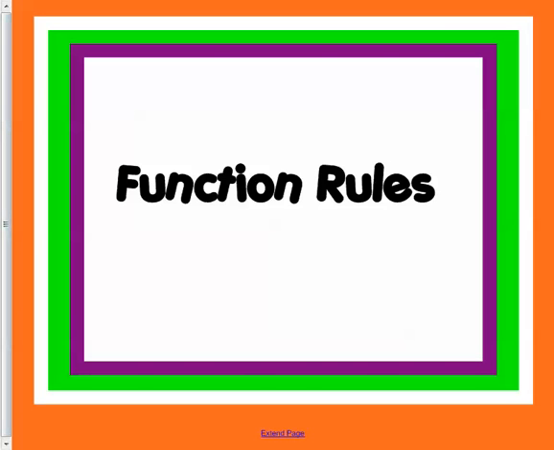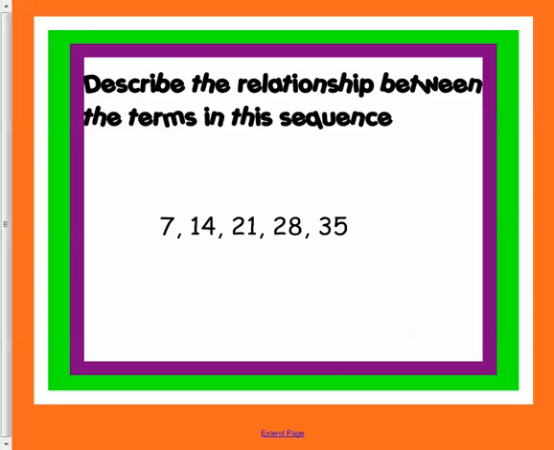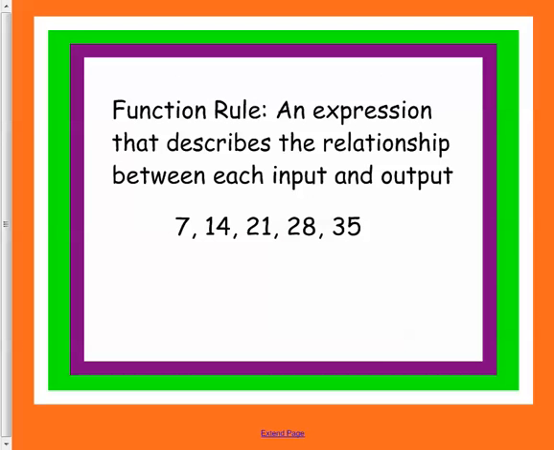Okay, so let's take a look at a sequence of numbers. If we're looking for the relationship between these, we know that we are adding 7 every single time. That would be the rule, to add 7. So an expression that describes the relationship between each input and output is a rule if it's a function rule.